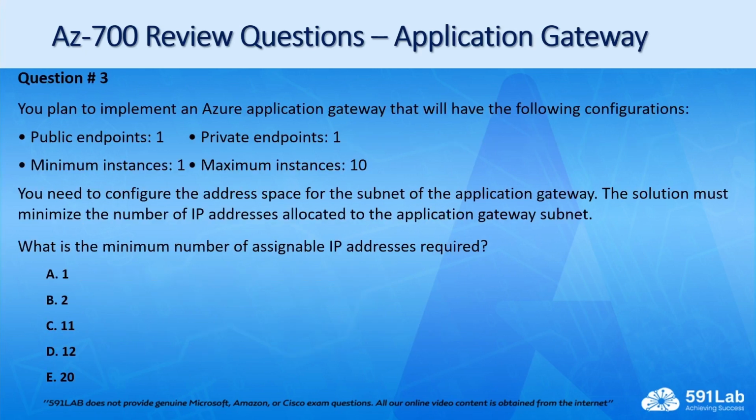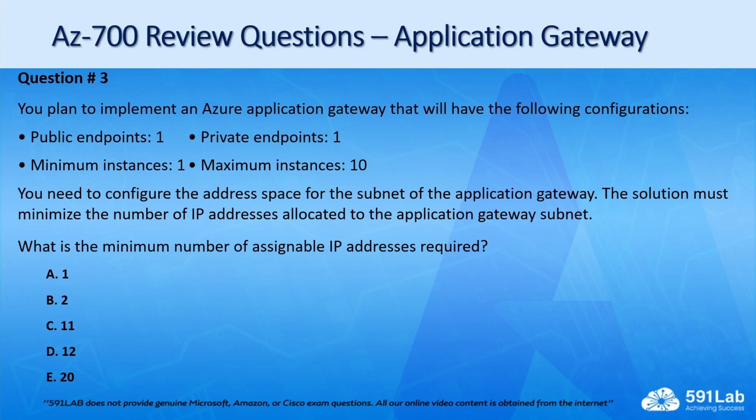In question number 3, we can see you plan to implement an Azure Application Gateway that has the following configurations. Okay, it has one public endpoint, it has one private endpoint, minimum instances are 1 and the maximum instances are 10. Fine. Now you need to configure the address space for the subnet of the application gateway. Okay, the solution must minimize the number of IP addresses allocated to the gateway subnet. So what is the minimum number of assignable IP addresses required?